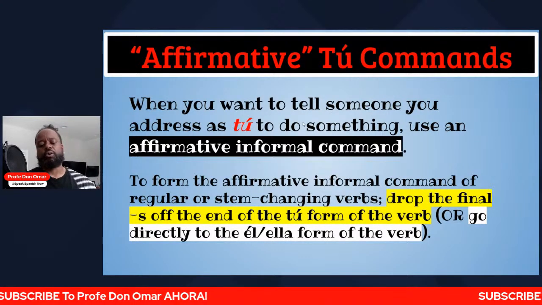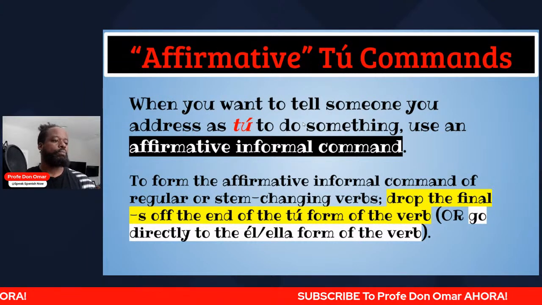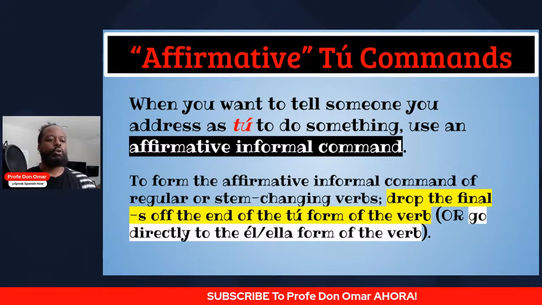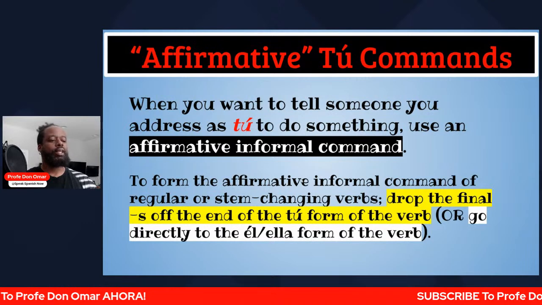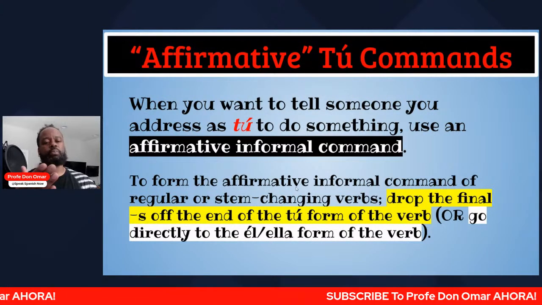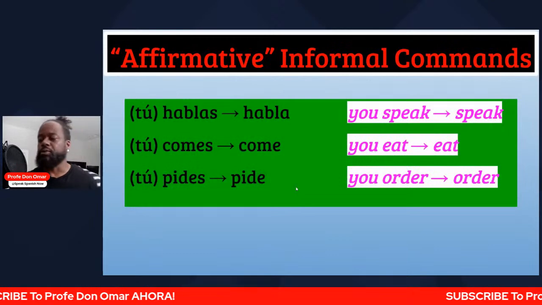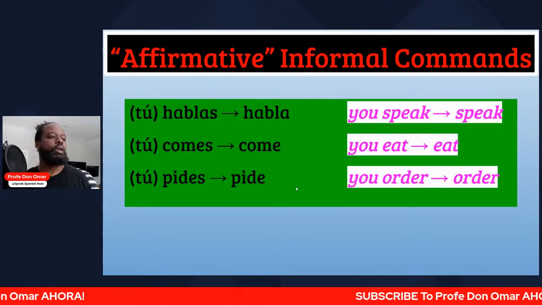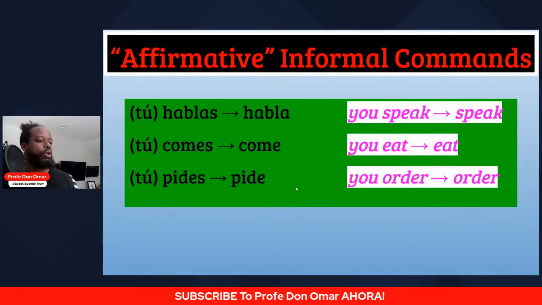That's all you've got to do there. Or you can just simply go to the él, ella form of the verb, okay? So we use these with people we know, and we've got a good relationship with them, where we are in a relaxed setting. And then secondly, how do we form this command? You're just simply going to drop the S off the tú form, or you're just going to go directly to your él, ella form of the verb. All right, so aquí tenemos ejemplos. We have some examples of affirmative informal commands or affirmative tú commands, right?